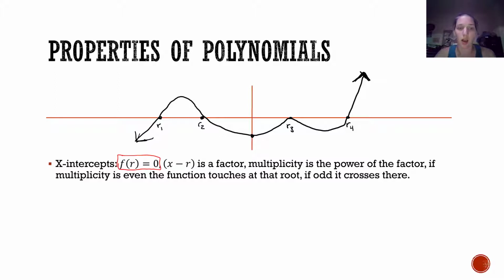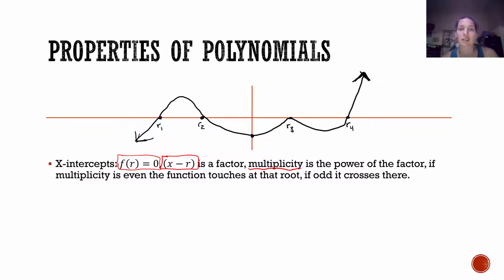Right, that would make sense. Our y value is going to be 0 from those x values. And that means that this expression, x minus r, is a factor. When we talk about x-intercepts, though, we tend to want to talk about multiplicity. And that's the power of the factors. So if you have x minus 2 cubed, that has a multiplicity of 3. If you have x minus 1 to the 1st, that's a multiplicity of 1. And that's the power that it's raised to.